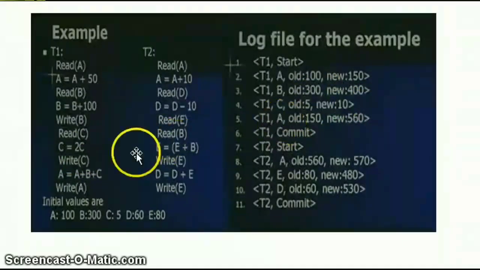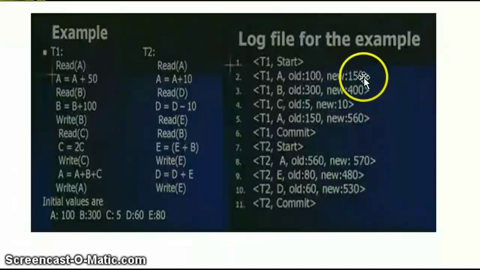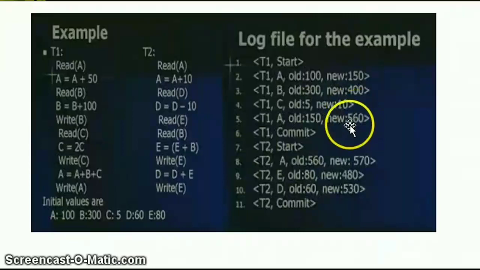The next log is again for data item A, belonging to transaction T1. The old value of A is 150, and the new value is A plus B plus C. A's value is 150, B's new value is 400, and C's new value is 10. 150 plus 400 plus 10 is 560, so A's new value is 560. Then commit means all the operations of transaction T1 have been successfully completed, so we write the log <T1, commit>.